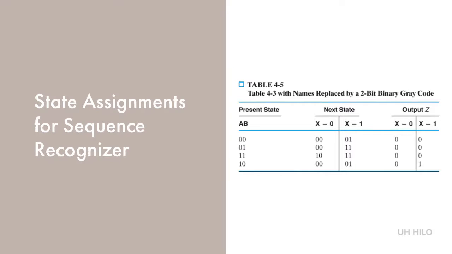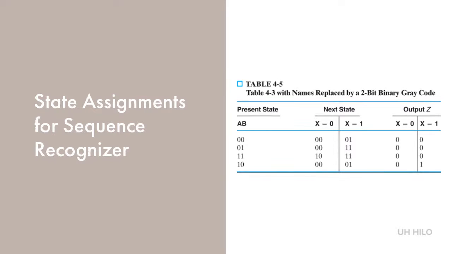The gray code makes it easier for the next state and output functions to be placed on a Karnaugh map. Here we see the state table in gray code form with the previous states of A, B, C, and D replaced by their respective gray codes.